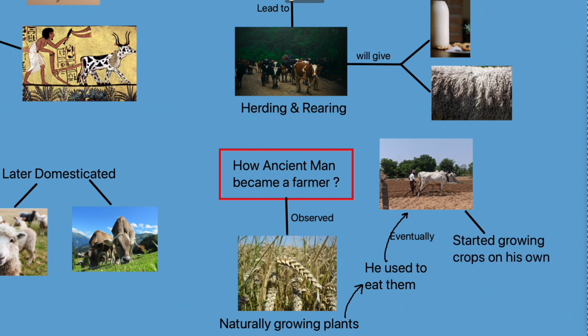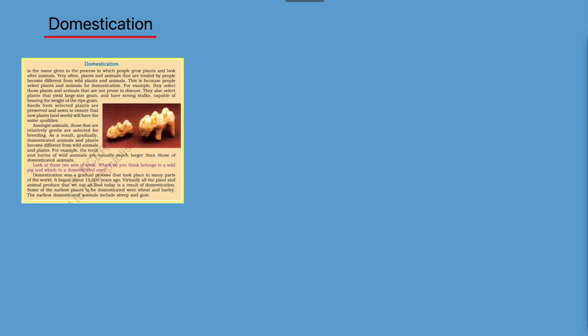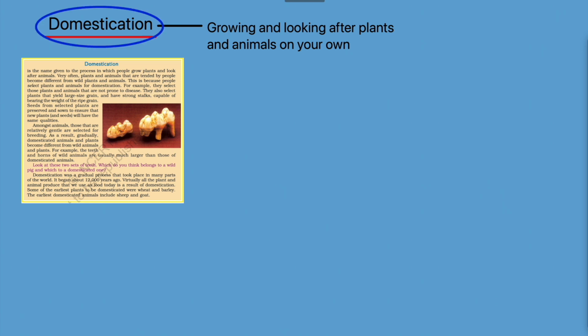a farmer. Talking a little bit about domestication, as we have been given this box in NCERT. Domestication is basically a way by which you grow plants and herd animals and look after them. That's it. One important thing to note here is when ancient humans grew plants and started domesticating animals, eventually they became quite different from wild ones in characteristics.